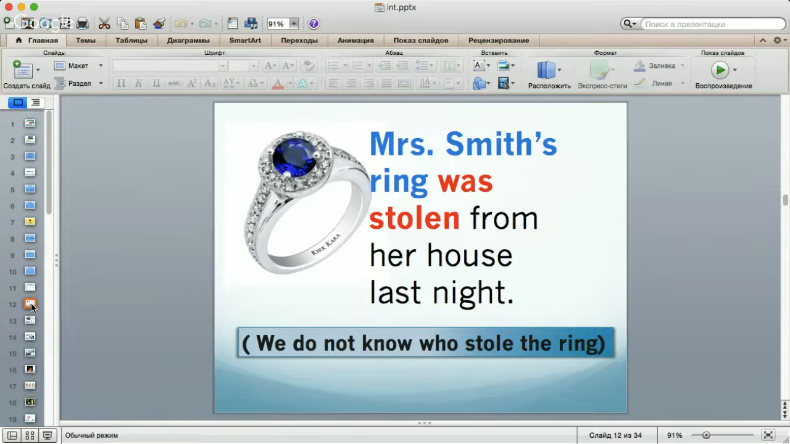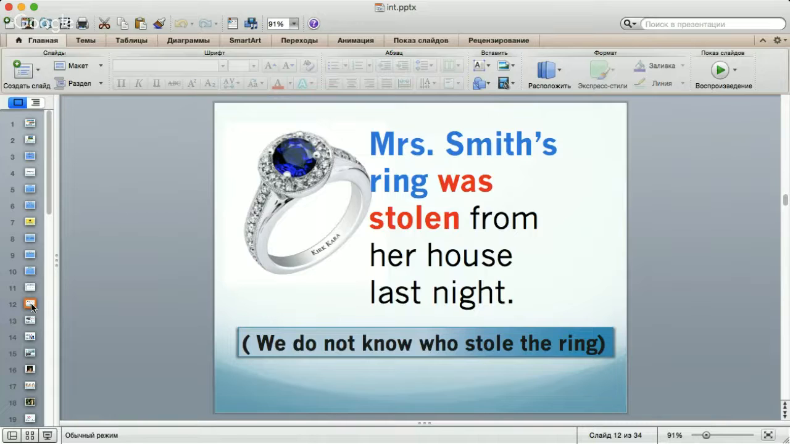Mrs. Smith's ring was stolen from her house last night. So a burglar got into Mrs. Smith's house and stole her precious, her very expensive and very beautiful ring. That is a disaster. But still, we don't know who was this guy who dared to commit a crime. So that is why we use passive voice. And we say, Mrs. Smith's ring was stolen from her house last night, because we have no idea who stole the ring.